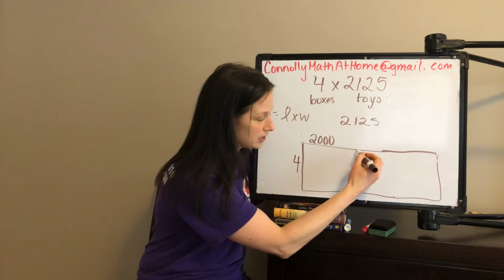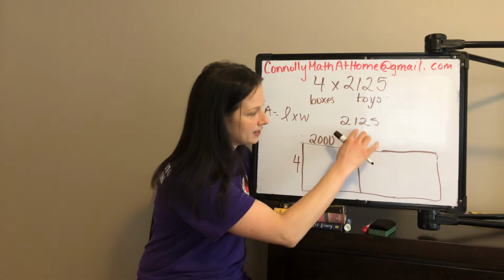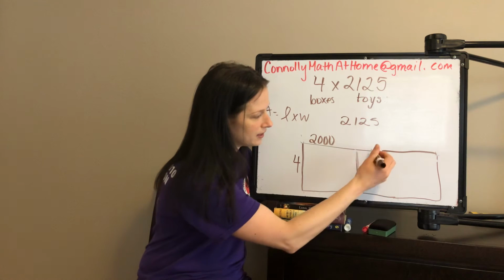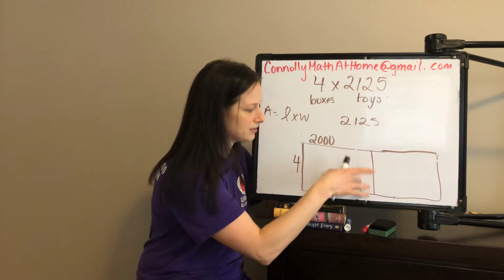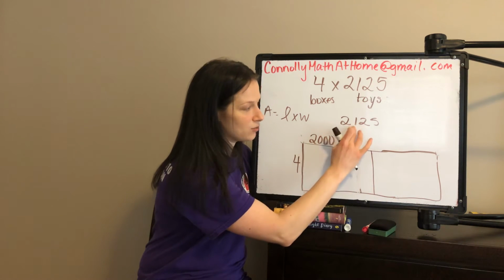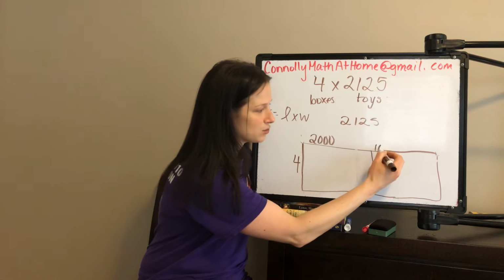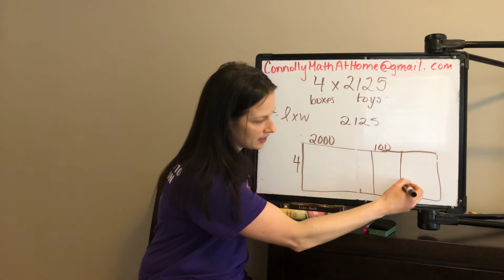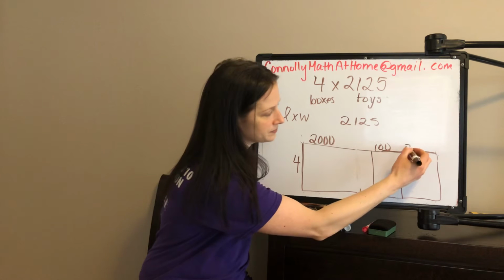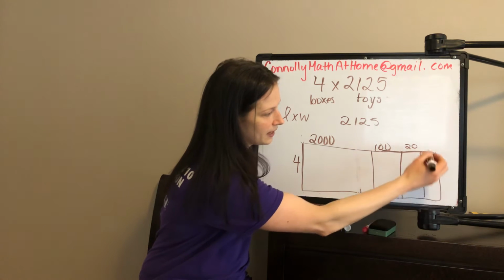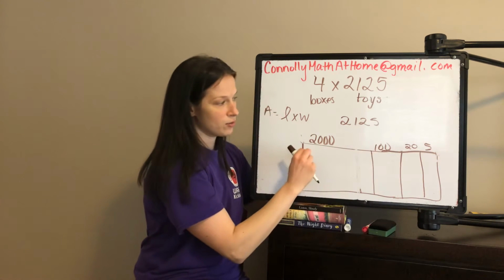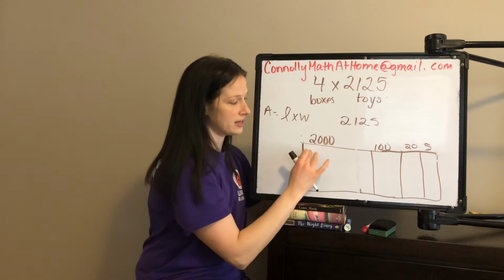First I'm going to put 2,000 here. Then, again, it should kind of represent the size of these numbers. I'm going to take the 1 from the hundreds place, and that represents 100, then 20, and 5. So when we think about the width, I see 2,125.